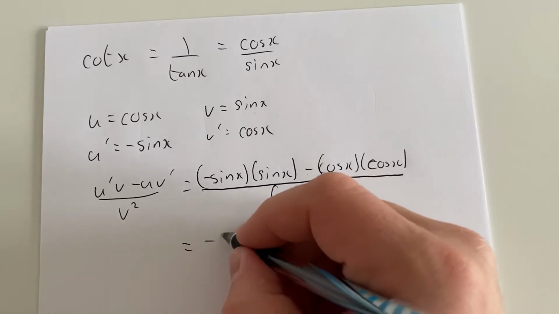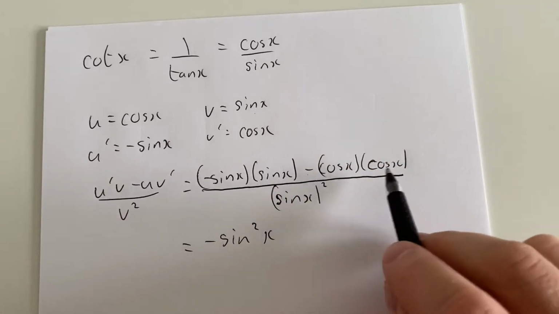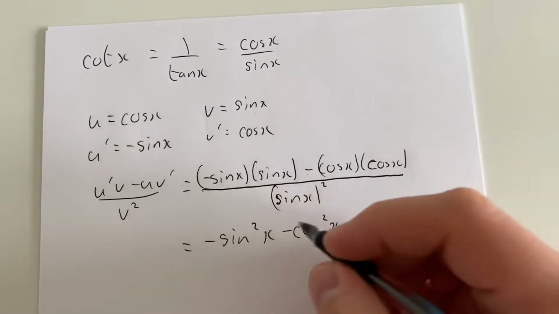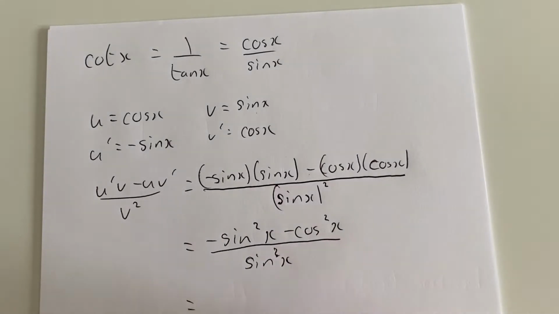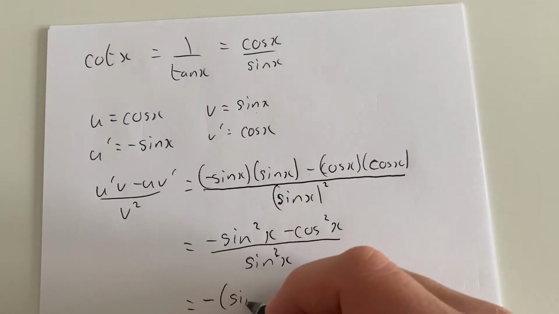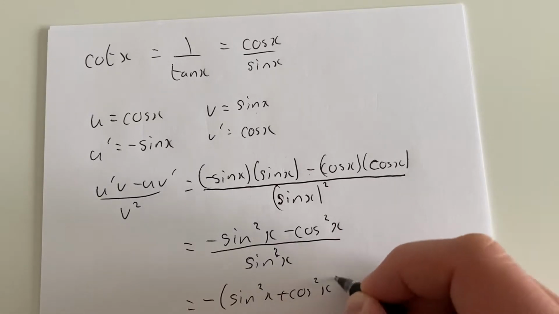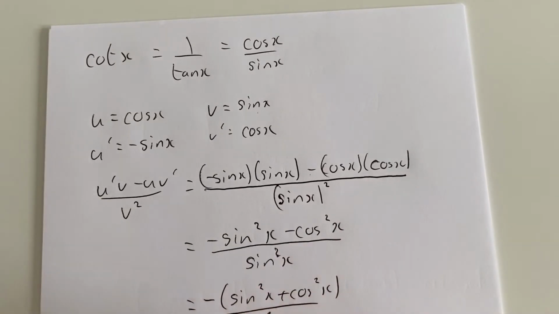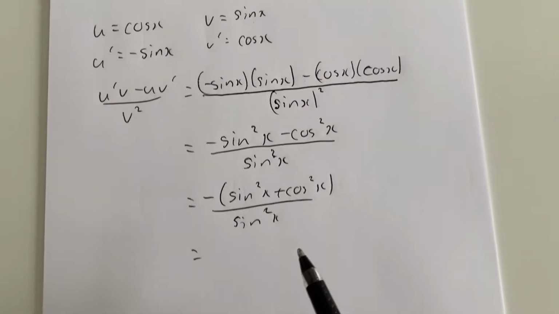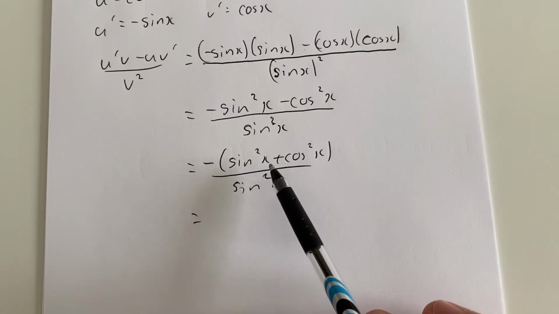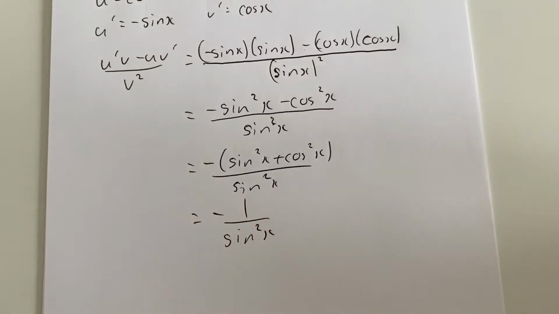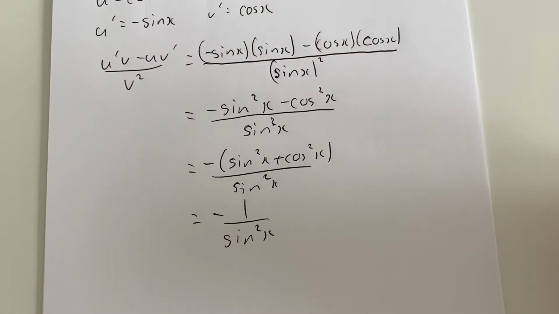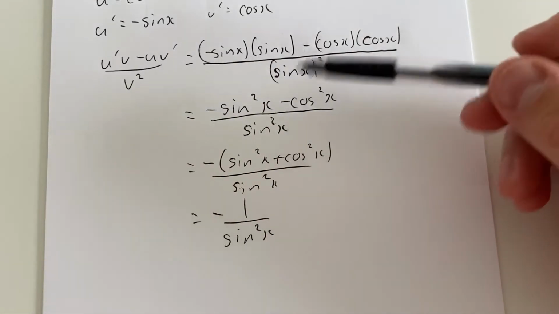Minus sine x times minus sine x is minus sine squared x, minus cos squared x, over sine squared x, which is minus lots of sine squared add cos squared over sine squared. And then sine squared plus cos squared is 1, so it's minus 1 over sine squared x. Now I went through that quite quickly. If need be, feel free to slow down the video and go back and just watch the steps. It's all stuff you know so far.